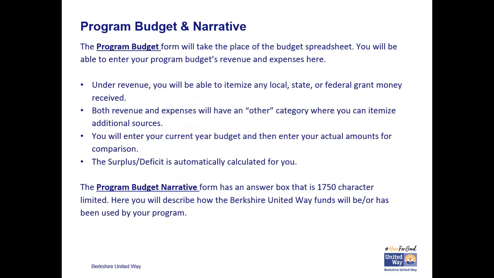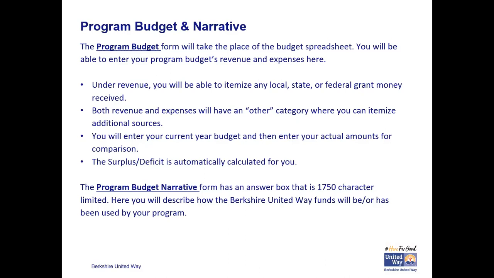Under revenue, there are some areas to itemize any local or state and federal grant money that you're receiving. So you can enter a line item for all of those. For both revenue and expenses, there's also an other category where you can itemize additional sources. So you can line this up now with your financial institution and how you're tracking expenses and revenue. Make it really customized for you instead of trying to fit it into the other way.